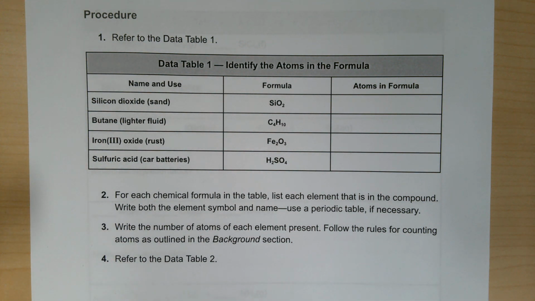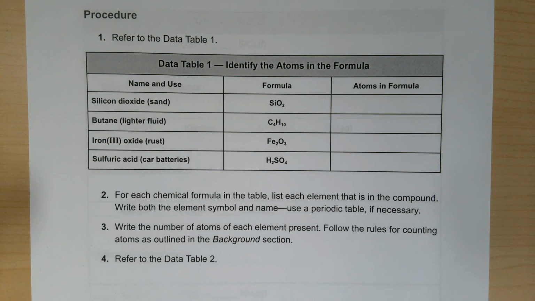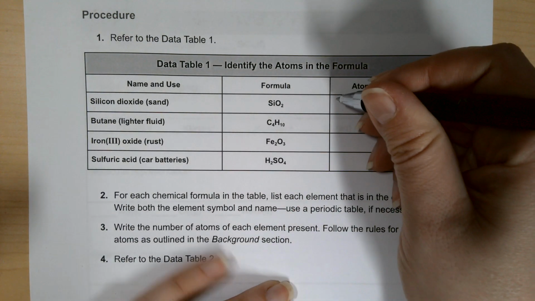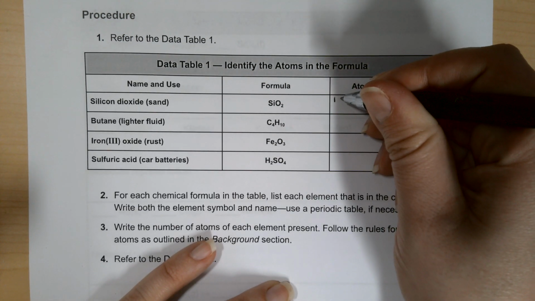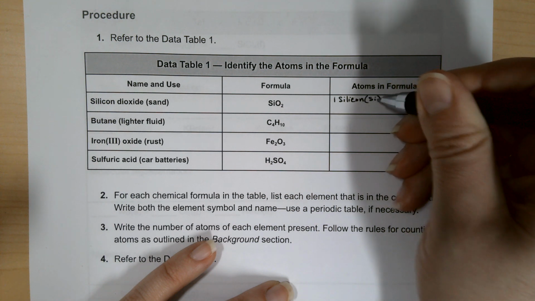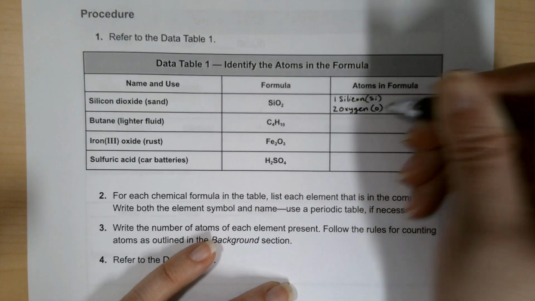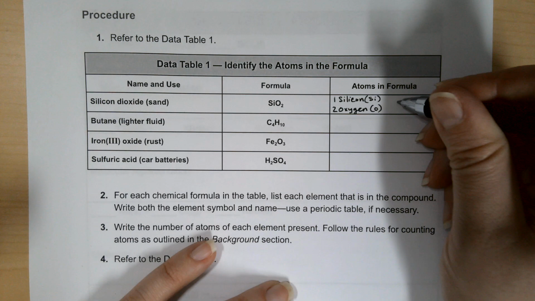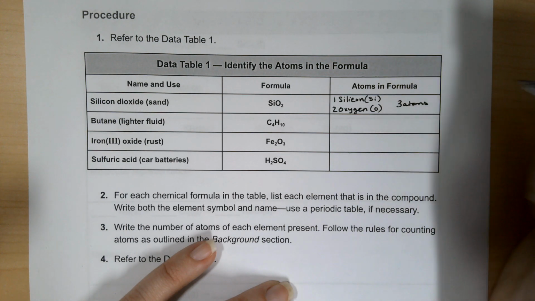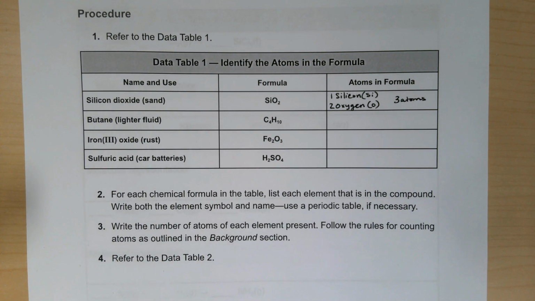For the first part of this lab, you want to go through each compound and count the atoms. For each one, you're going to write the element symbol and name and how many of each there are. So for silicon dioxide, there is 1 silicon, which is Si, and 2 oxygen, which is O, for 3 atoms total. You'll do that for each one of these as they go.